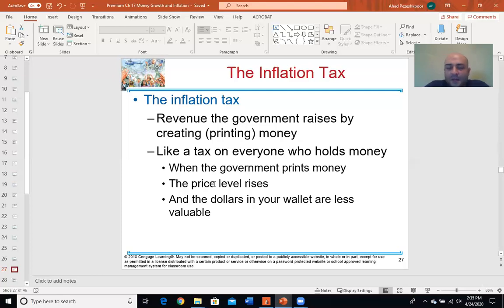And you might say, okay, but that was the Dark Ages and we're now civilized. This doesn't happen again. But you're wrong. We have something which is called the inflation tax. It's the revenue the government raises by creating and printing money, like a tax on everyone who holds money. When the government prints money, the price level rises and the dollars in your wallet are less valuable.